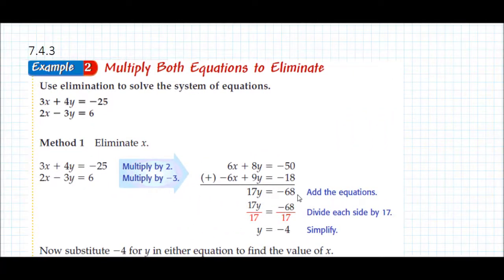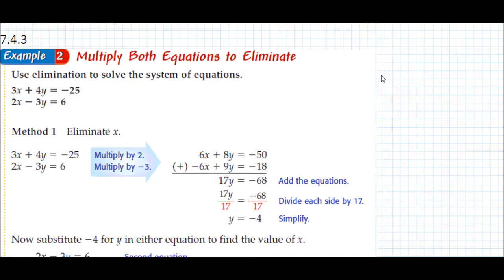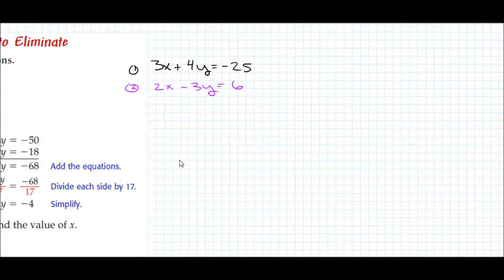Okay. This example right here, I'm going to do it on my own this time and you can follow through. 3x plus 4y equals negative 25. Make that equation 1. Equation 2 is 2x minus 3y equals 6. So let's look at this one.